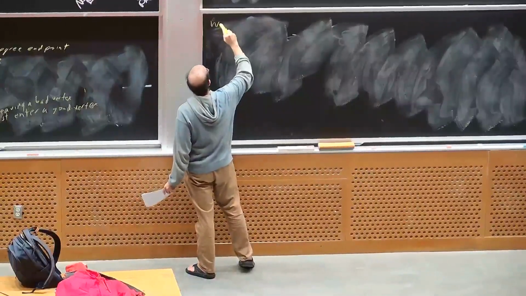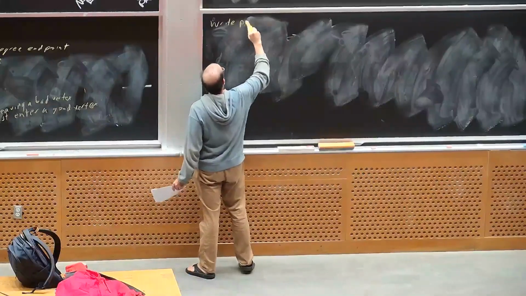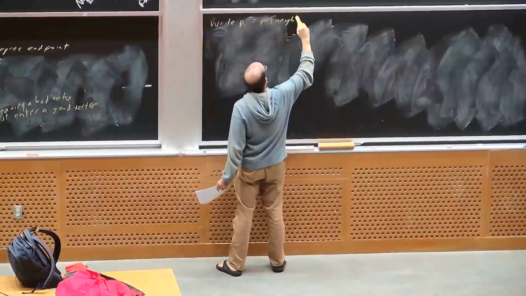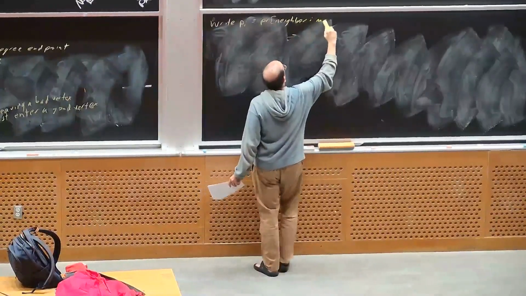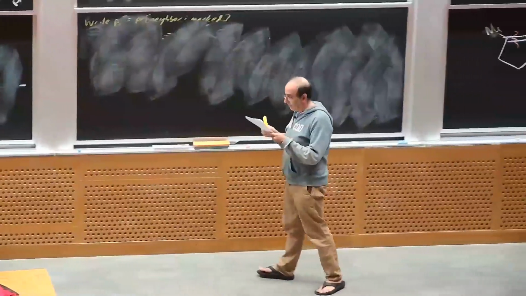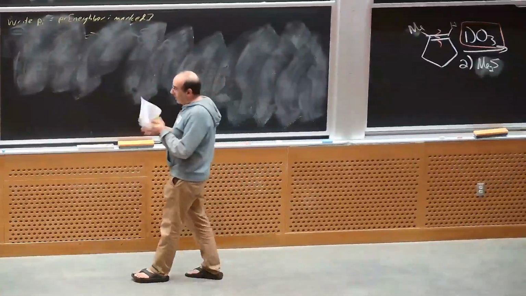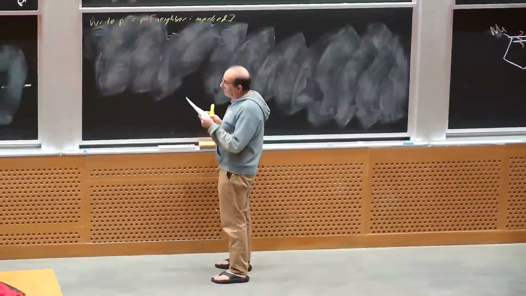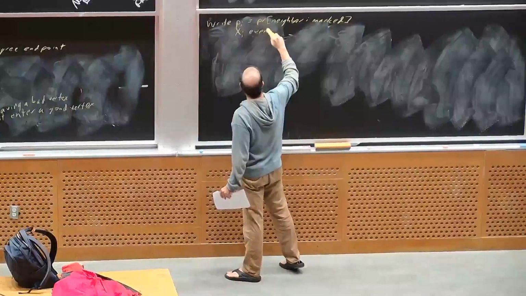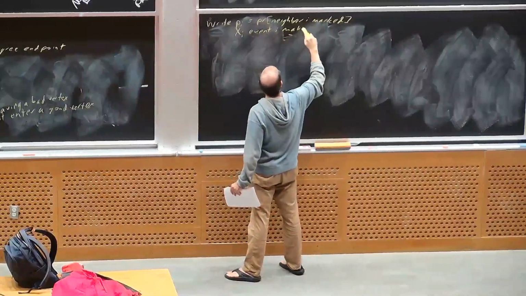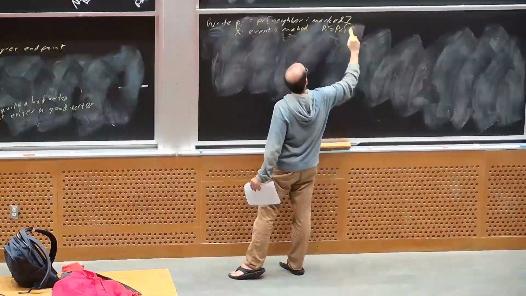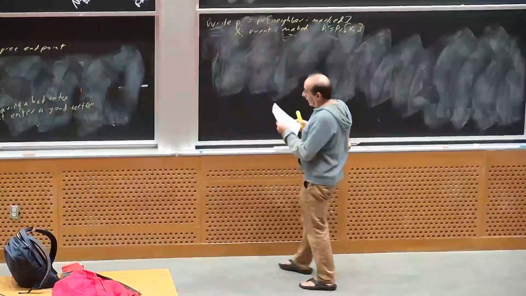Let's write pi to be the probability that neighbor i is marked. Actually, let's let xi be the event that i is marked. So pi is just the probability of xi. Okay.